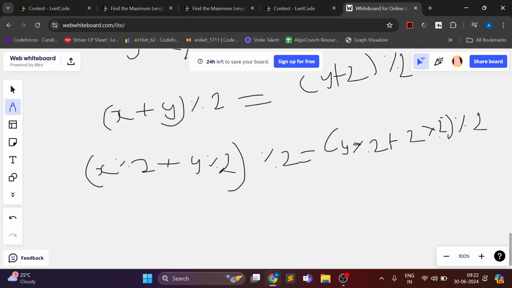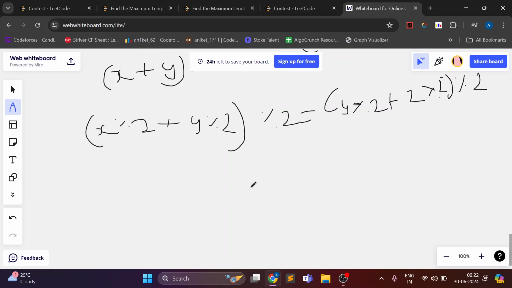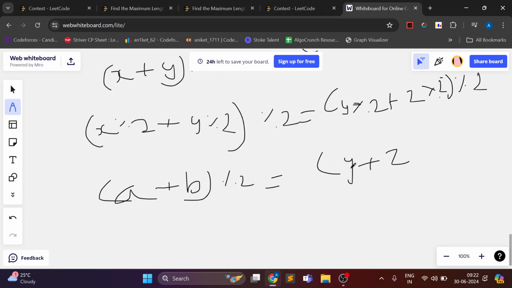Now, what are the possible values of x and y? Instead of x, y, z, let's just call them a, b, c. x mod 2 is a, y mod 2 is b, and let's call this b plus c mod 2. Now, these two values should be equal.